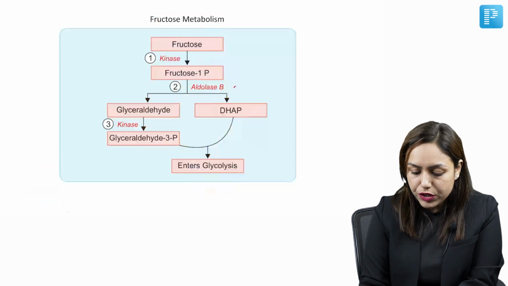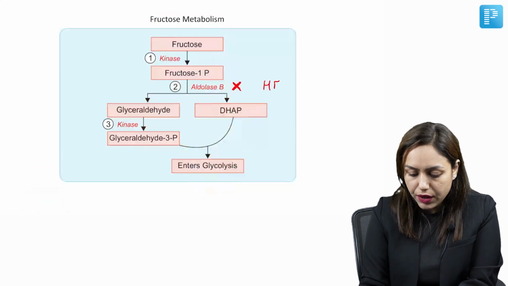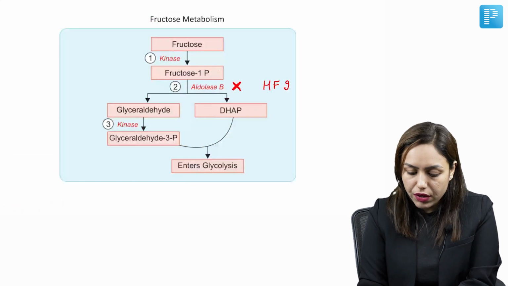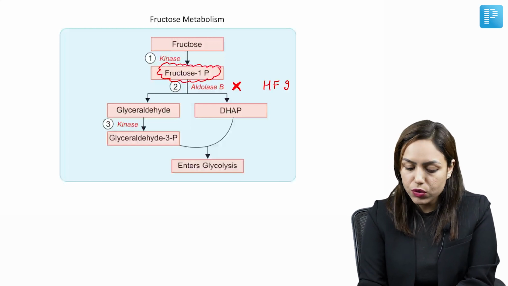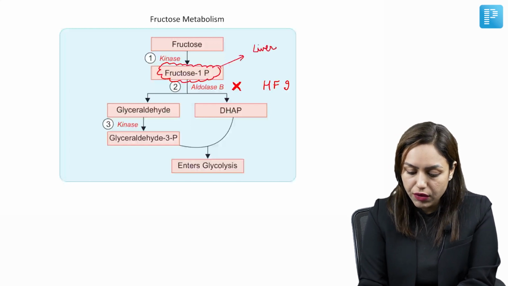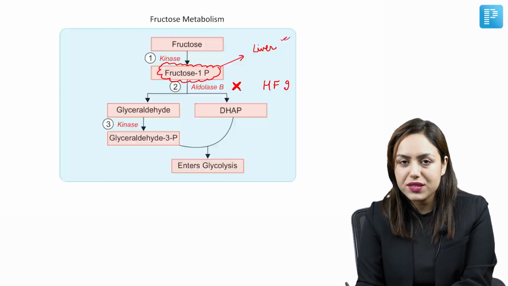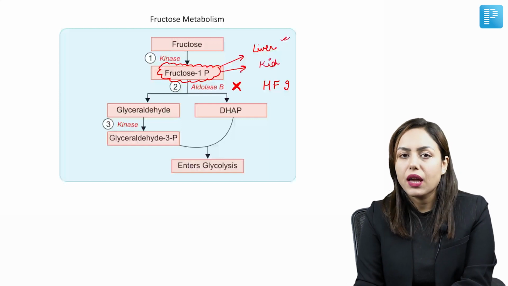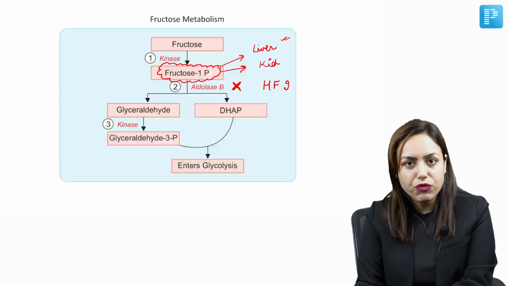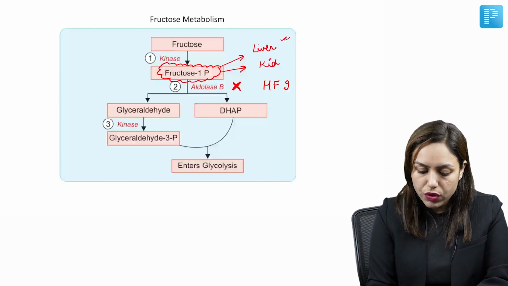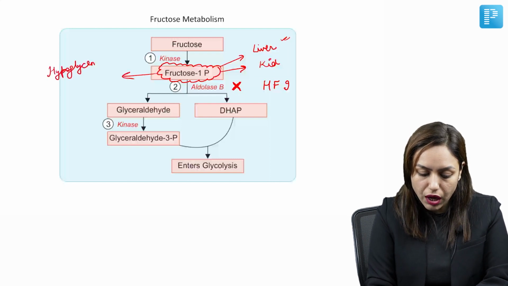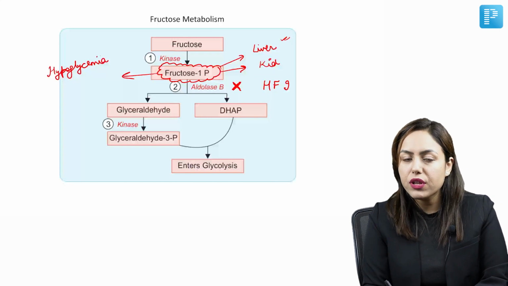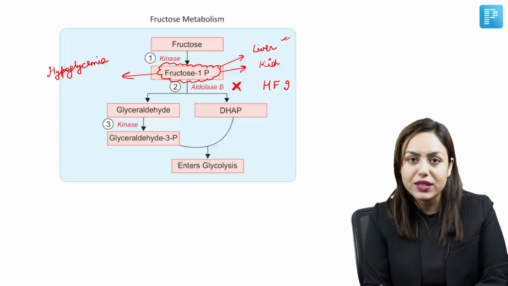So, deficiency of this aldolase B is hereditary fructose intolerance, where the substrate which accumulates is fructose 1-phosphate. Fructose 1-phosphate gets accumulated in the liver, due to which it will cause jaundice and hepatomegaly, and it also accumulates in the kidneys. If this disease is not treated, then kidney failure can occur. Also, in hereditary fructose intolerance, patients have fructose-induced hypoglycemia, that is, after intake of fructose, patients have hypoglycemia.